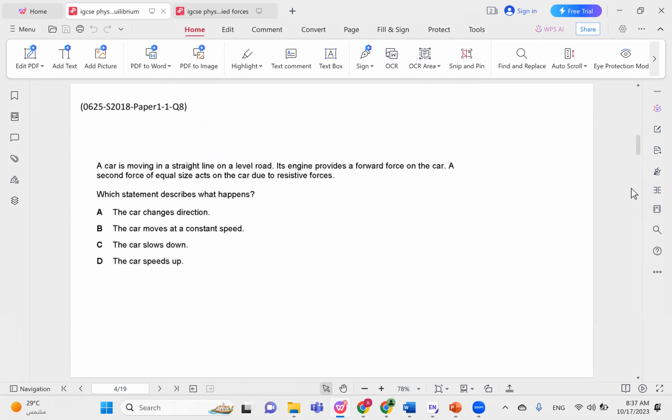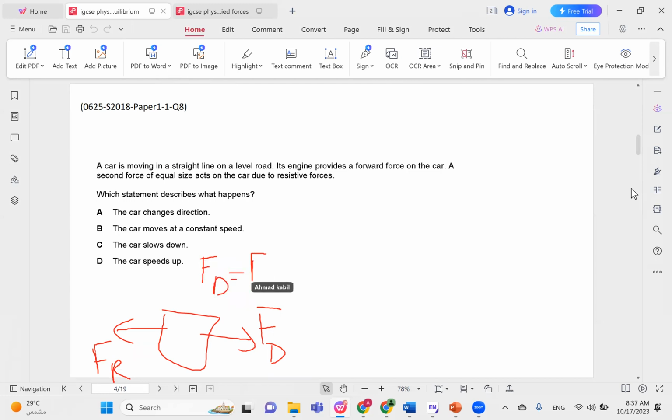A car is moving in a straight line on a level road. Its engine provides a forward force on the car. A second force of equal size acts on the car due to resistive forces. So we have a car and we have a driving force, let's call it FD. And we have a resistive force, let's call it FR maybe. And we are given that FD equals FR. What does this tell me? Again, this tells me that I have zero net force, and therefore zero acceleration.